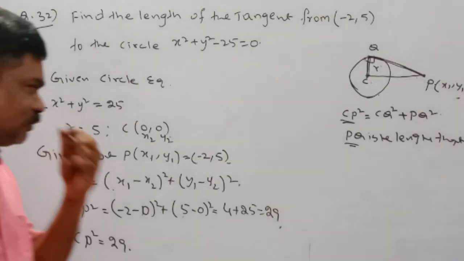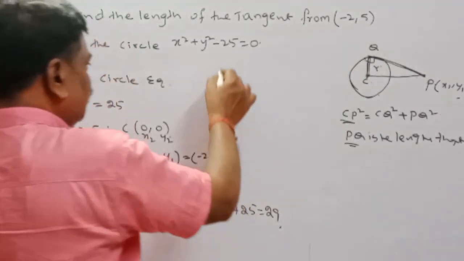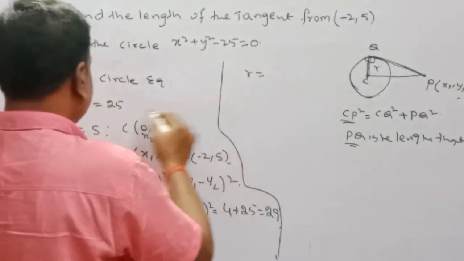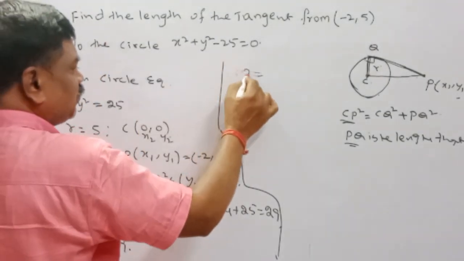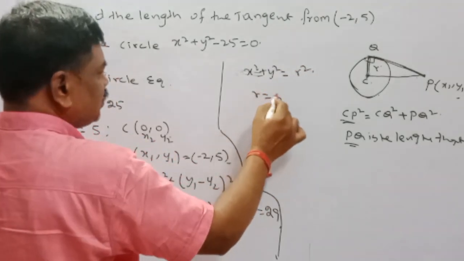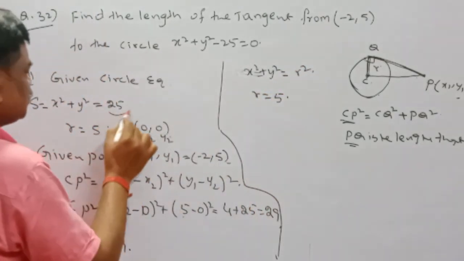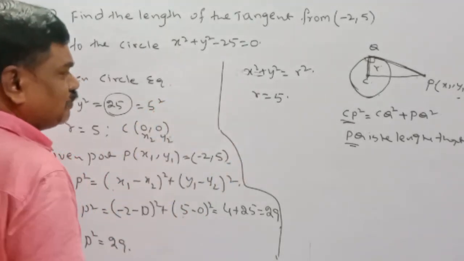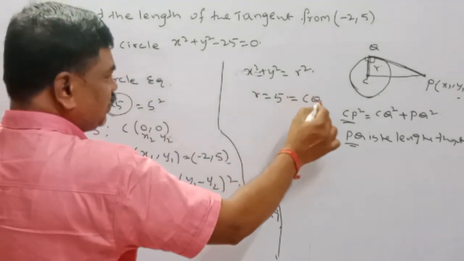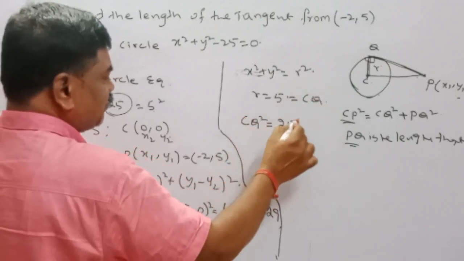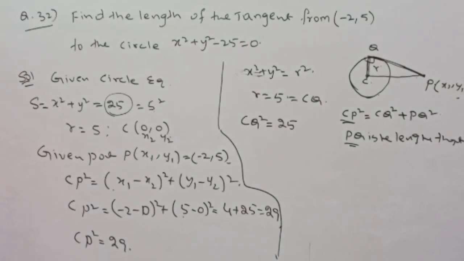Okay, all of you, CP square is equal to 29. Now the radius of the circle: x square plus y square is equal to R square, so R is equal to 5, which is 5 square. This is equal to CQ. So CQ square is equal to 25, that is 5 square.